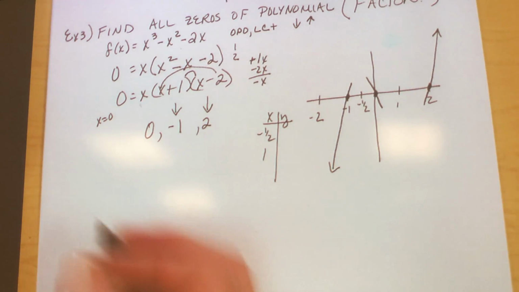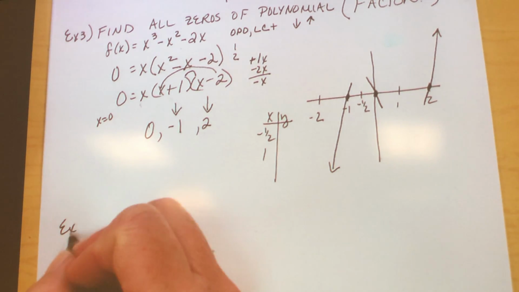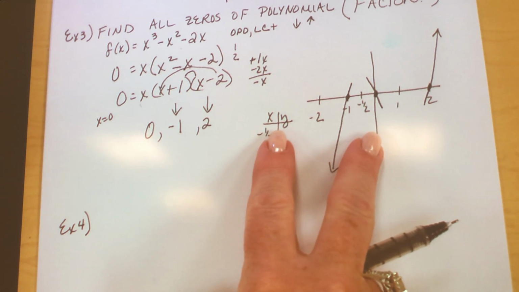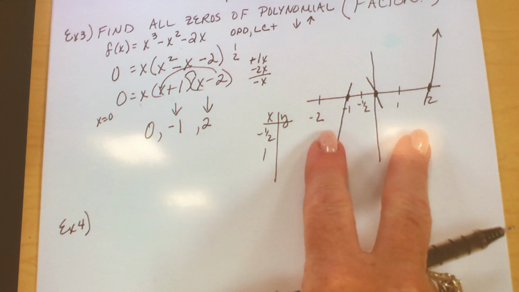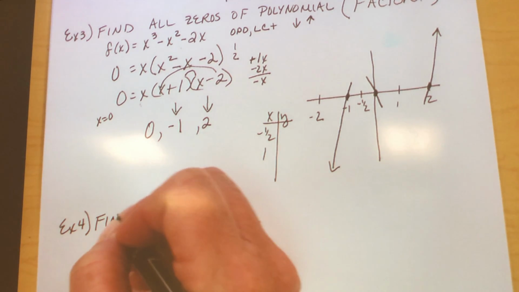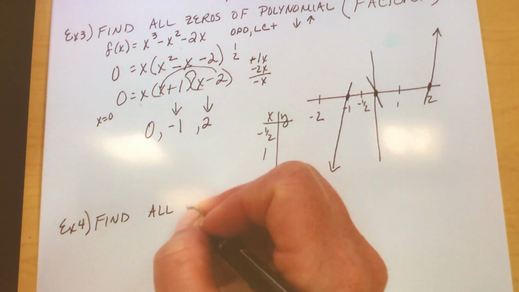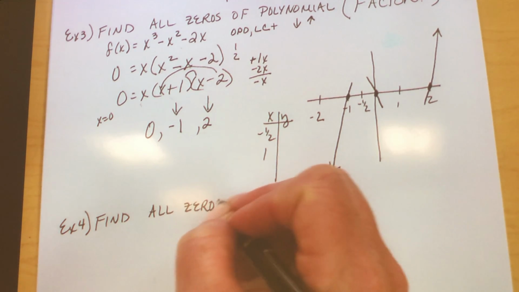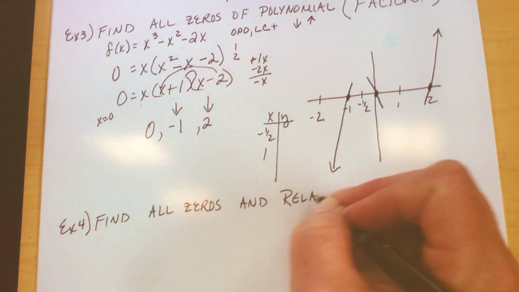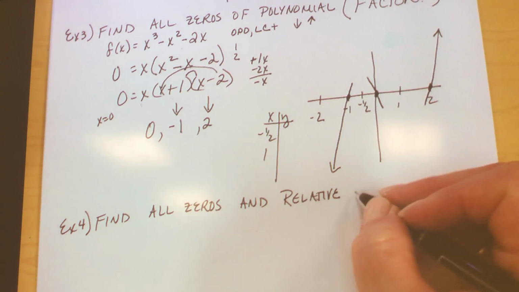Alright, so here we go. Example 4. But on the 50-point test, you will have a test on what we're getting into, and that will be one of the skills that I will require. Okay? So you are going to find all zeros and relative extrema.